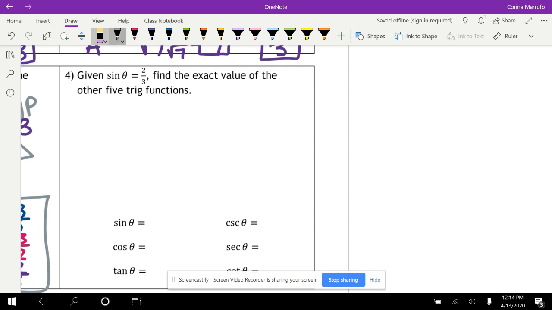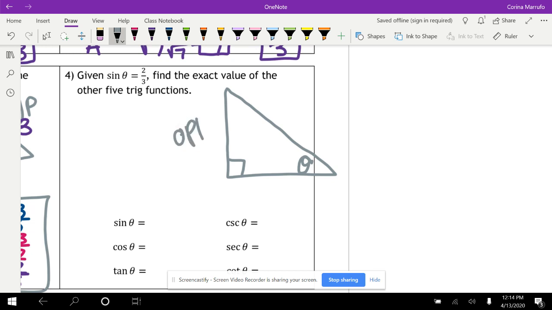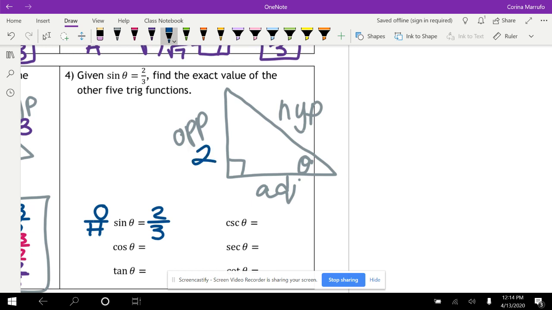Okay, so sine is 2 over 3. I'm going to do the same thing. I'm going to make my triangle. So here's my triangle right here. Here's my right angle. This is theta, my angle theta. This is my opposite side. This is my hypotenuse. And this is my adjacent side. Okay. And then they tell us sine of theta is 2 over 3. So sine is 2 over 3. And we know that sine is opposite over hypotenuse. So that means that the opposite is 2 and the hypotenuse is 3.